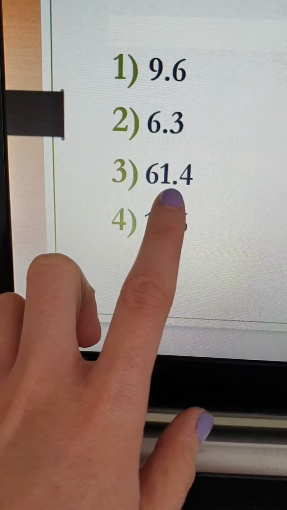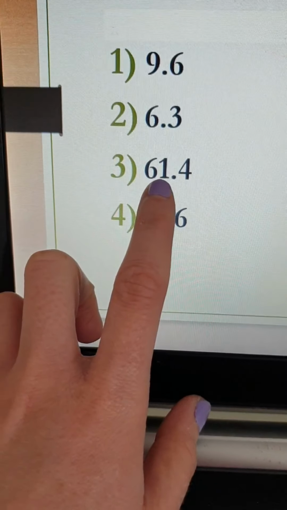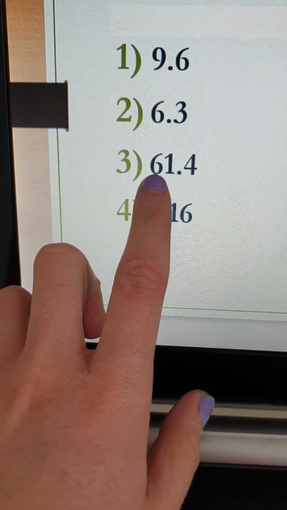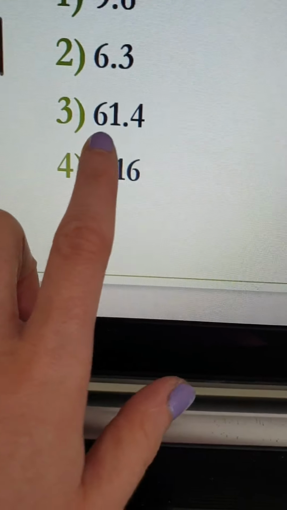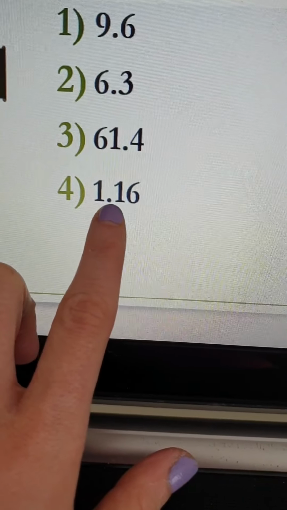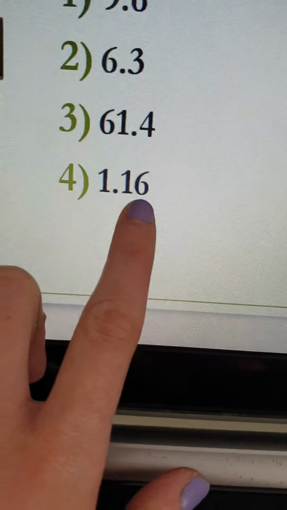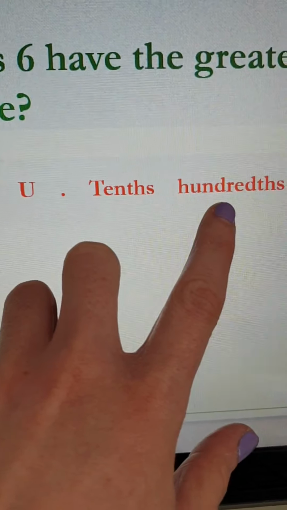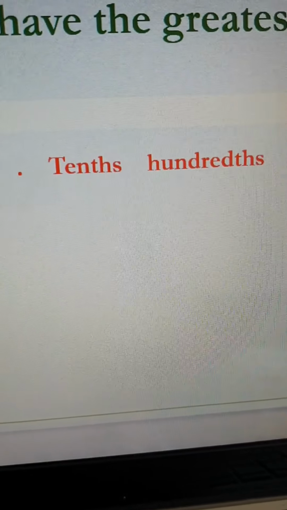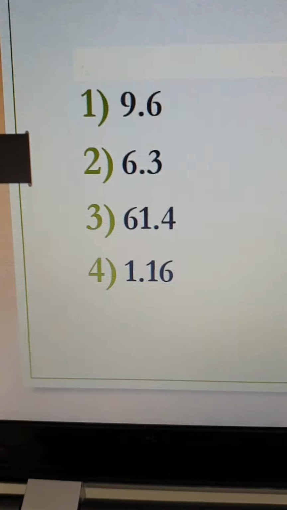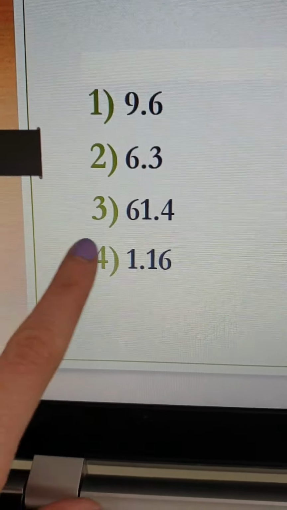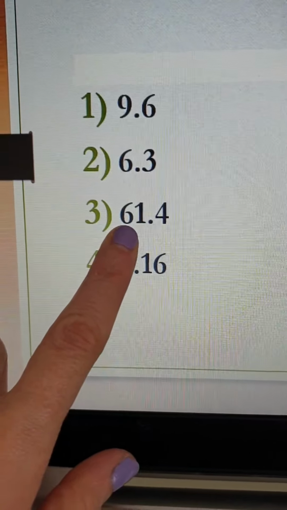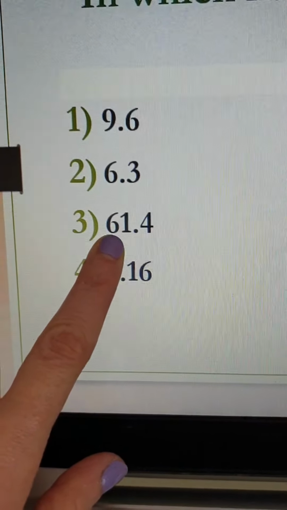We have 61.4. So I know that this is going to be a 10 in the tens column. So that is a 10. And then we have here 1.16. So it's 2 digits after the decimal point, and 2 digits after the decimal point is the hundredths. Okay, so if I was to pick an answer for which has the greatest value, I would be looking at number 3, 61.4, because it is in the tens column.